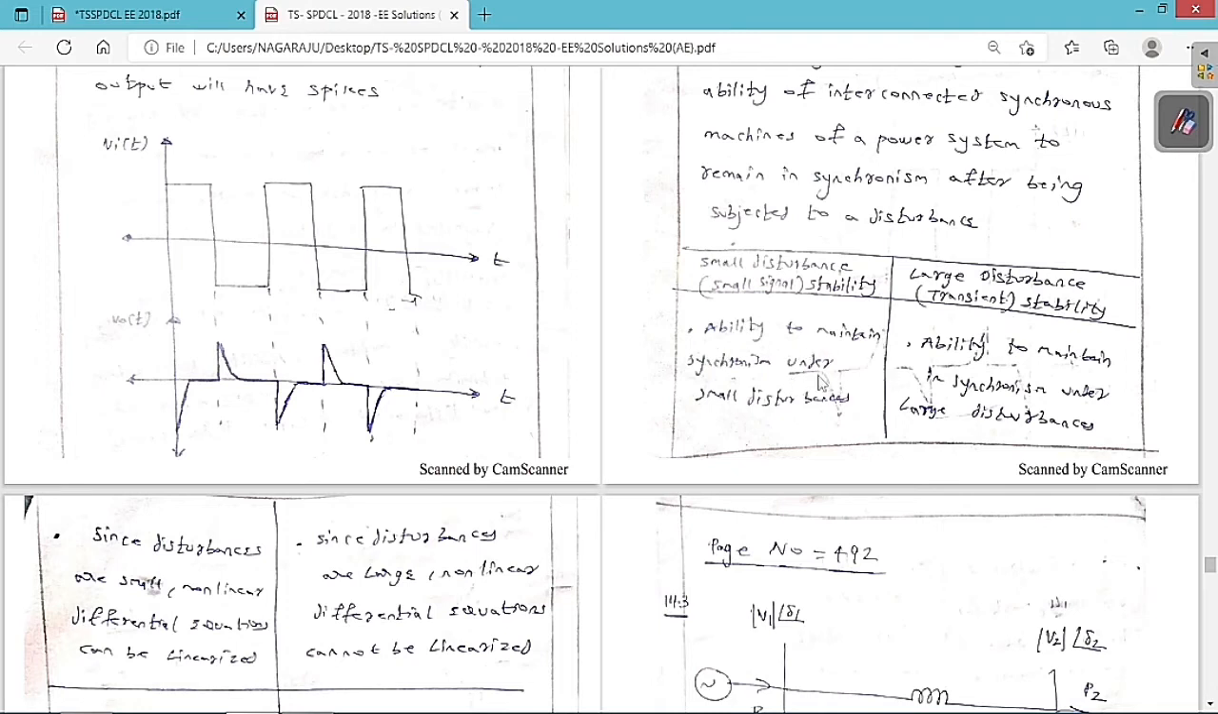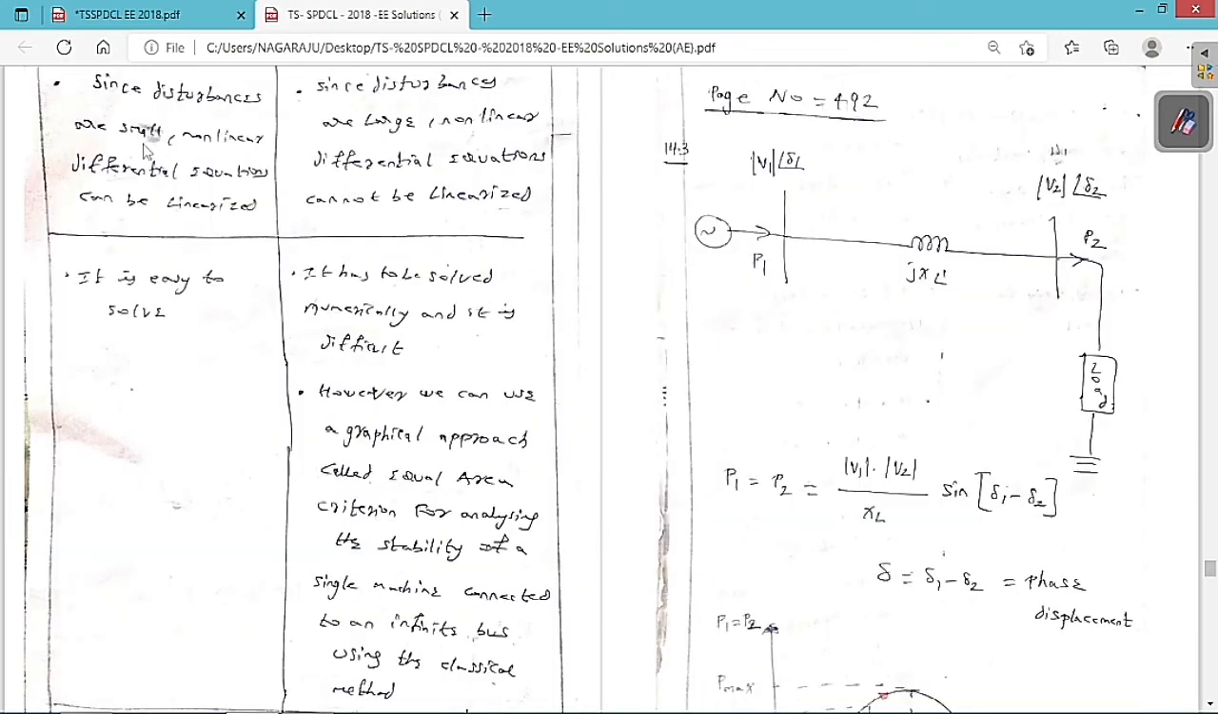Small disturbance is the ability to maintain synchronism under small disturbances. Here, the large disturbance case is the ability to maintain synchronism even after large disturbances. Since disturbances are small, non-linear differential equations can be linearized. In this simple analysis, as the disturbances are very small in magnitude, the non-linear differential equations can be linearized.